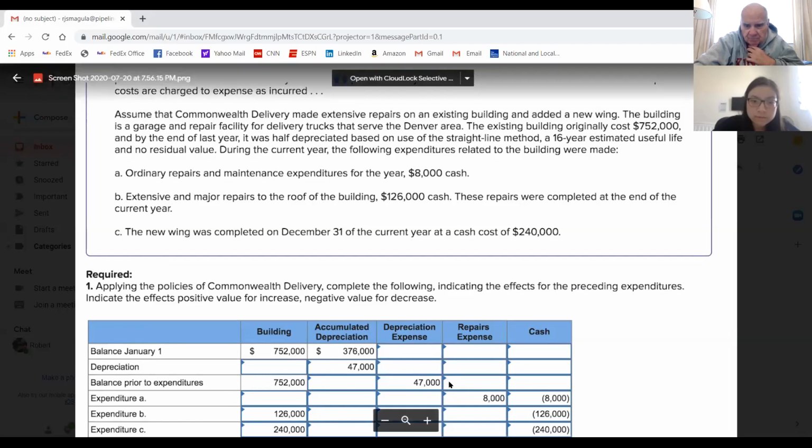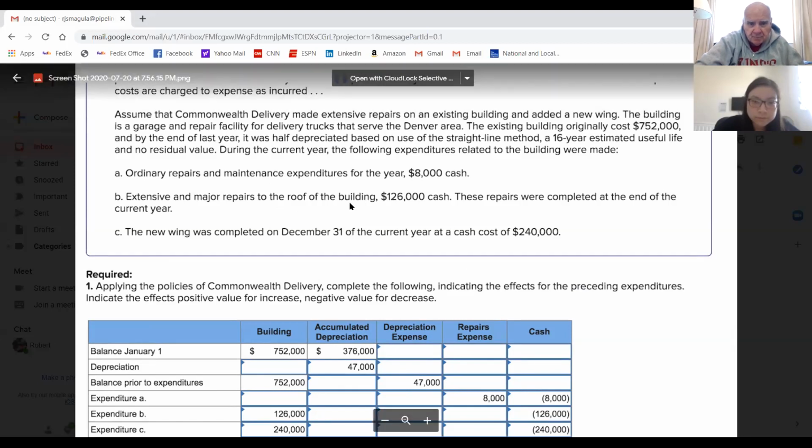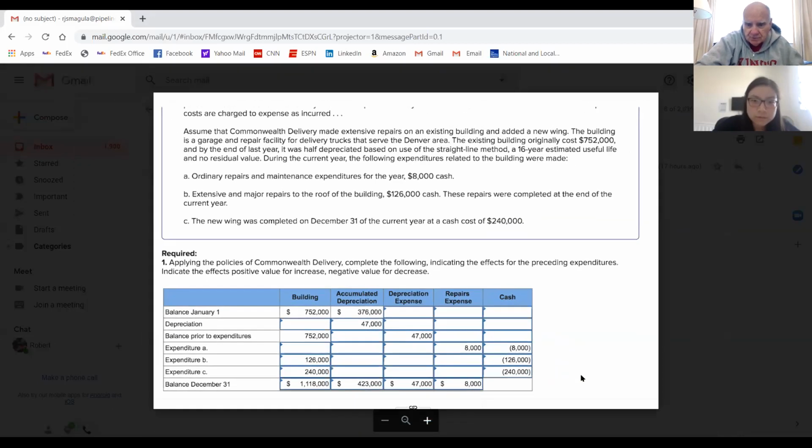And then they're telling you they had repairs of 8,000, which you took out of cash, and that's right. And then here's the part, extensive and major repairs. So you're good here with the cash. I noticed you added it to the building. I'm not sure that's correct. It says extensive and major repairs, but it doesn't say that it increased the value of the asset. So I don't know if the 26 belongs there. I'm thinking it belongs there with the 8.